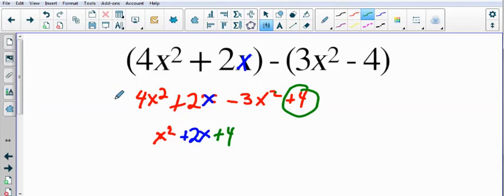All right, so next we'll look at how to multiply these. If you have any questions on combining, please let me know.